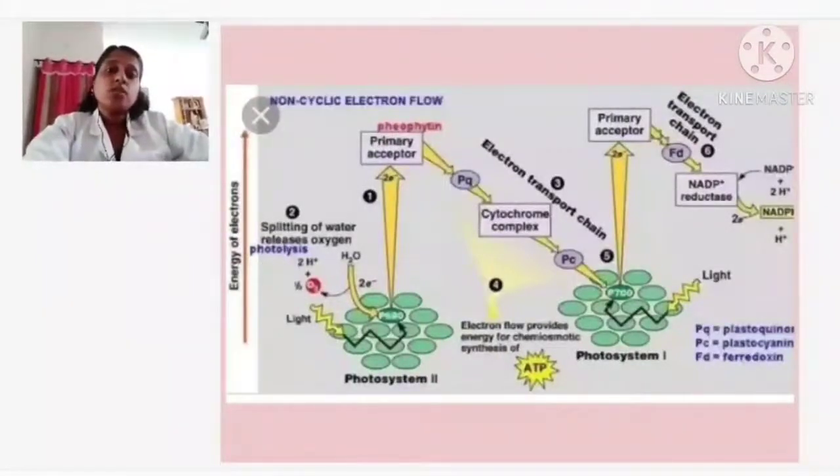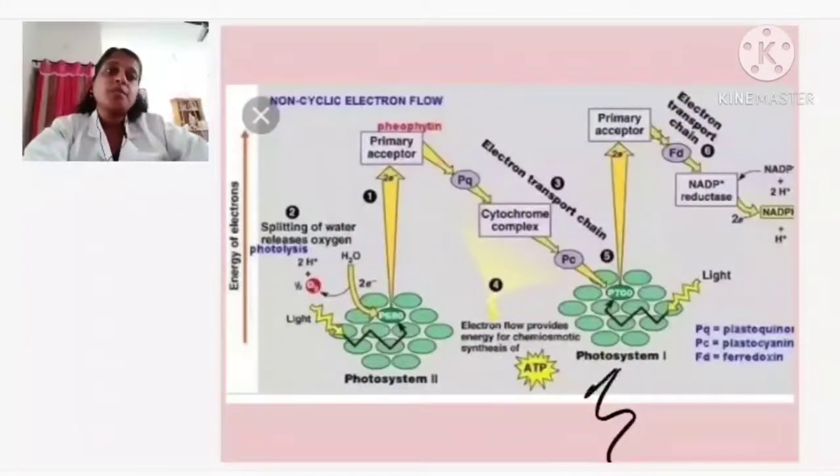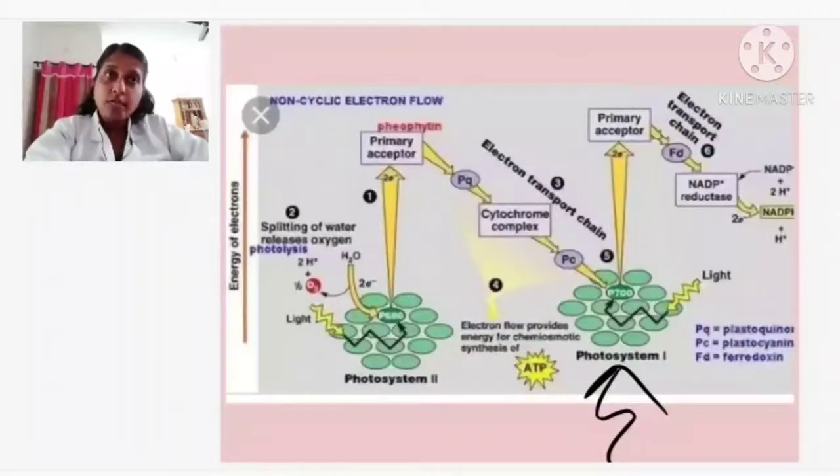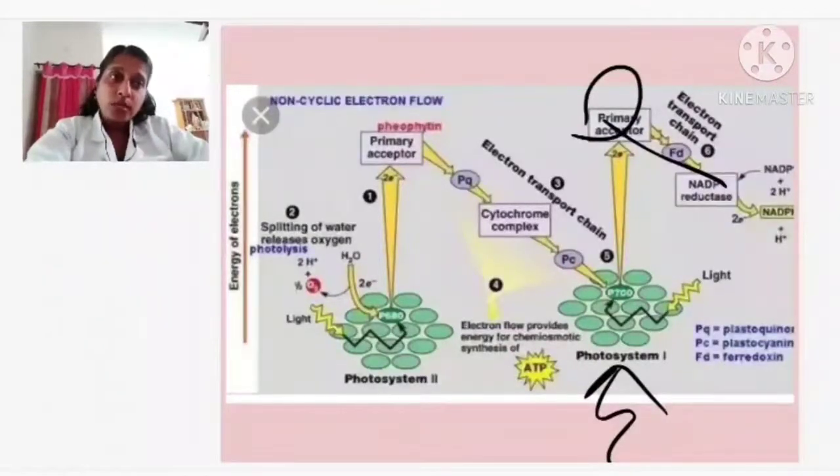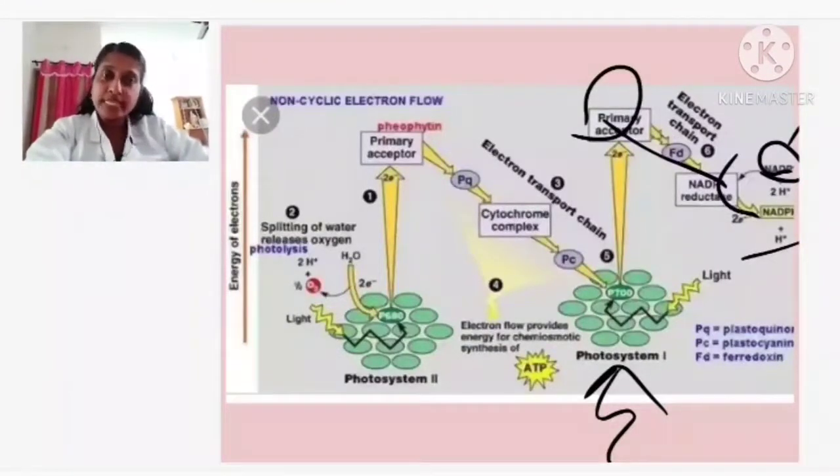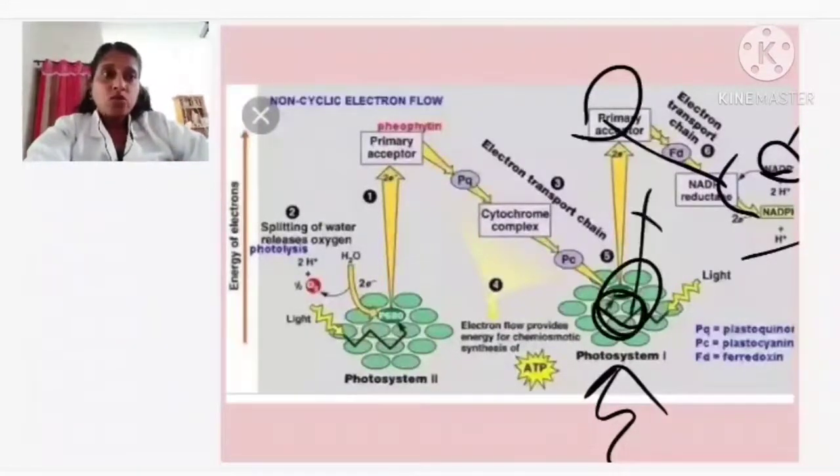Listen students. So what is happening? When the light is falling on pigment system 1, the chlorophyll molecule is getting excited and releasing electrons. The electrons are accepted by a primary acceptor molecule like ferredoxin, and slowly, when the electrons are passing downhill, at last it is reaching home, the NADP, and the NADP is getting converted into NADPH2. Okay. Electrons after accepting, the final acceptor molecule is NADP, which is getting converted into NADPH2. First thing is produced.